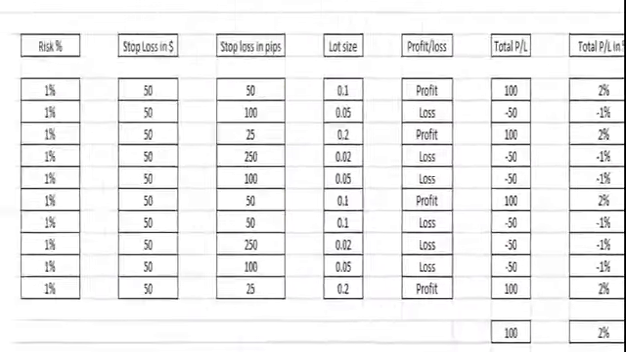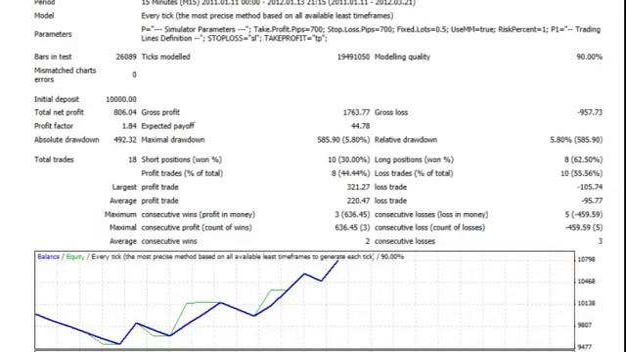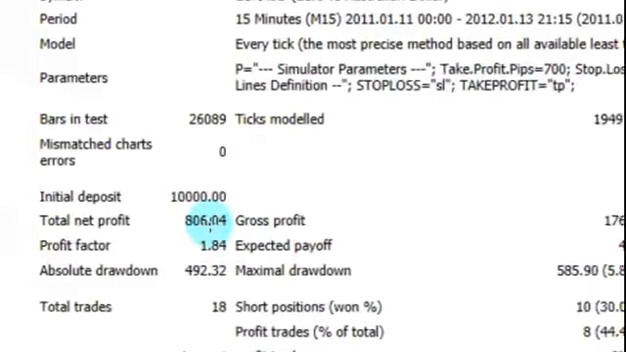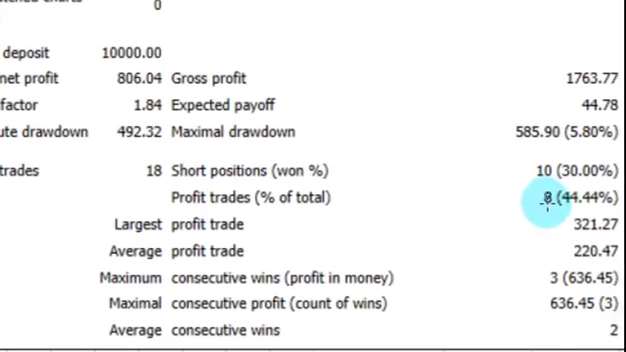You still don't believe me? Let's move forward to see a statement. Take a look here at this statement, friends. This is the initial deposit. Total net profit was 8% profit, $800. Pay attention to the most important thing.